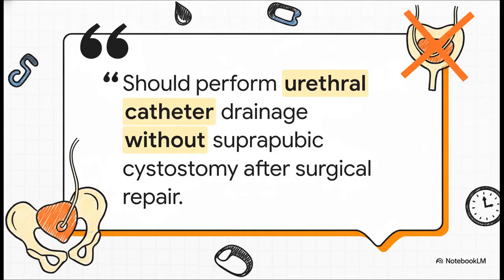Guideline Statement 18 gives us a very direct answer. It says clinicians should perform urethral catheter drainage without adding a suprapubic cystostomy tube. Studies have shown there's just no advantage to combined drainage. A urethral catheter alone is sufficient, and it's actually associated with shorter hospital stays and lower morbidity.